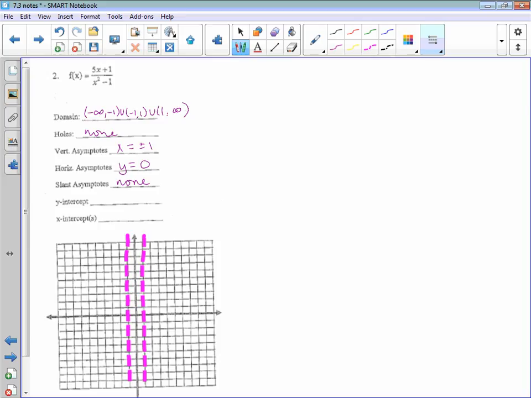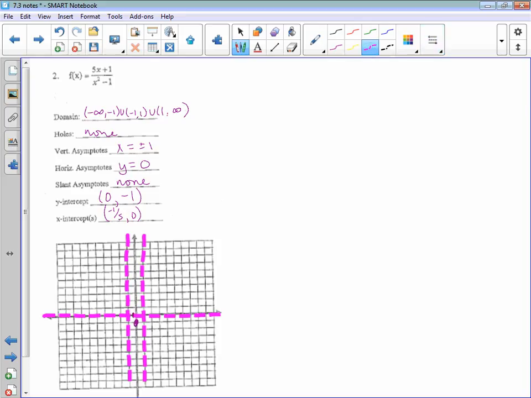All right, so y-intercept, remember that's where we plug 0 in for x. What do I get? Negative 1. So 0, negative 1. There you go. What about my x-intercept? Negative 1/5. Well, that's just lovely, isn't it? Okay. Oh, and I did not draw this.